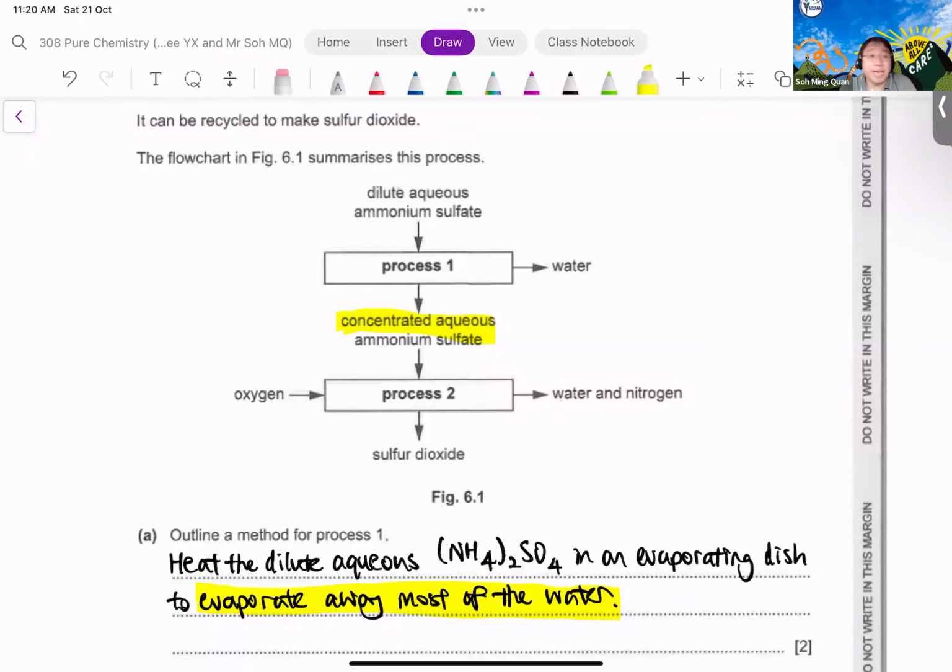Can? And that's it. That's all you need to write for 2 marks. Okay, so how do you actually get the 2 marks? They just wanted you to write heat in evaporating dish, 1 mark. Evaporate most of the water away, 1 more mark. That's it.